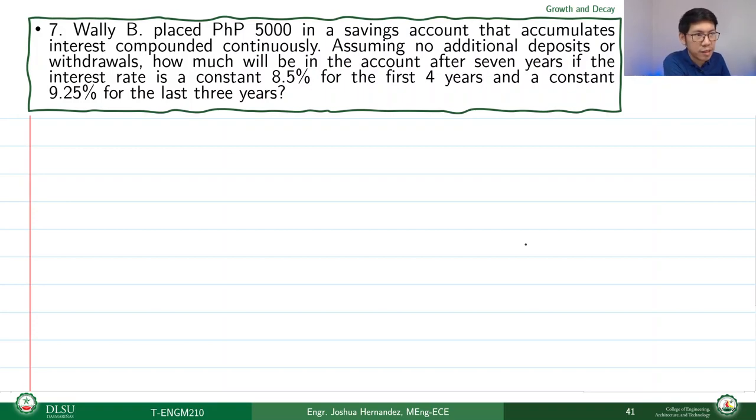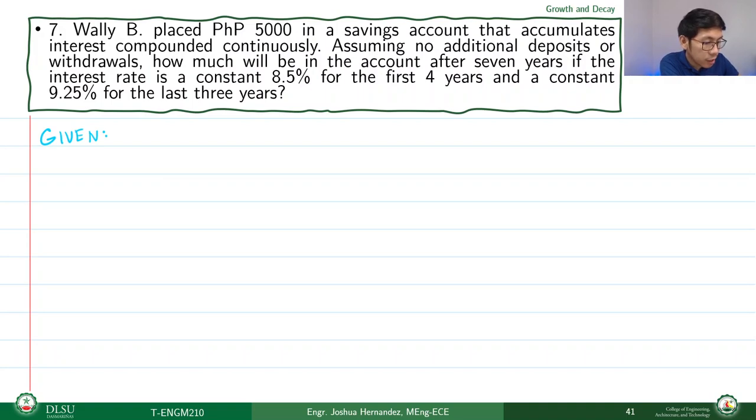Okay, so same problem in the sense na pareha silang pera. Dito naman, si Wally ay naglagay ng 5,000. Savings account niya that accumulates interest compounded continuously. Again, the keyword continuously. Assuming no additional deposits or withdrawals, how much will be in the account after 7 years if the interest rate is constant at 8.5% for the first 4 years and a constant 9.25% for the last 3 years?